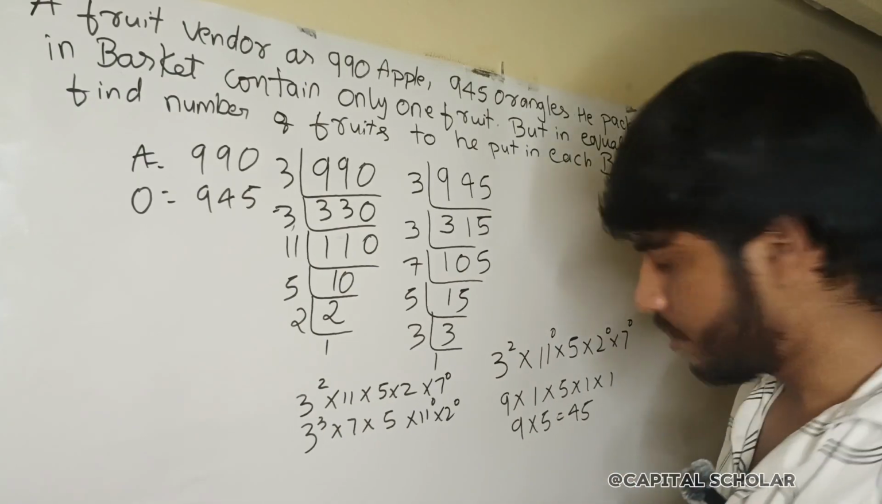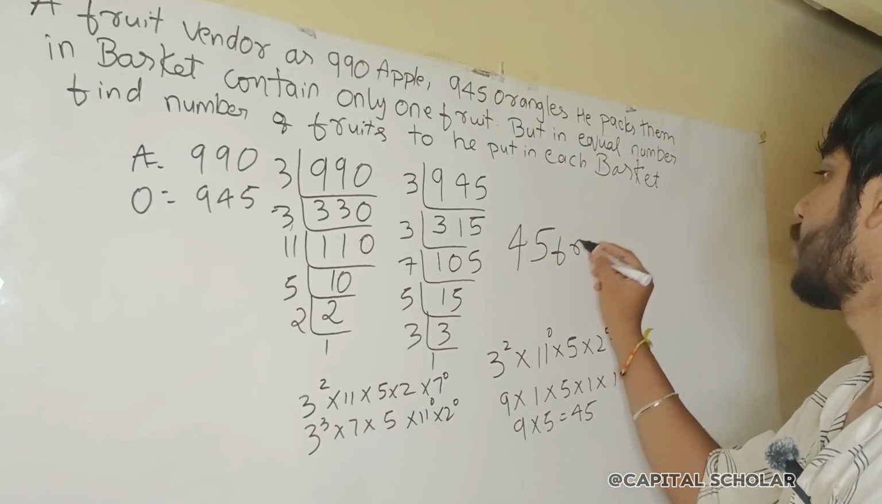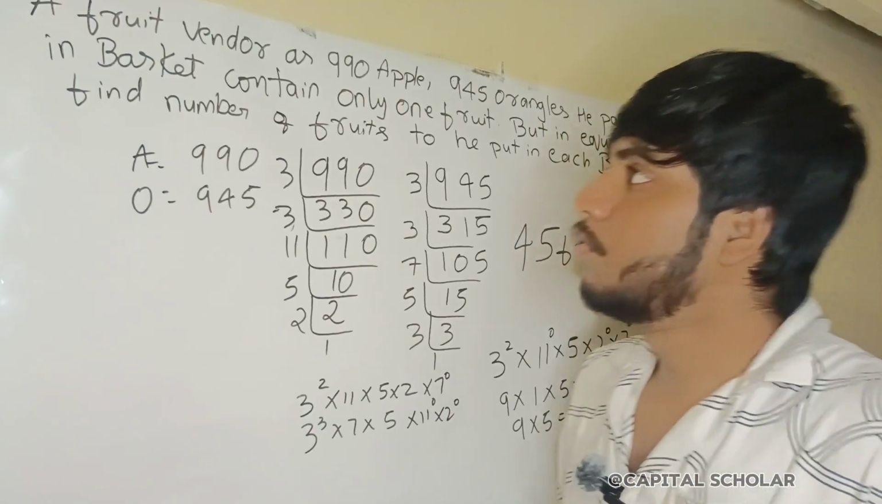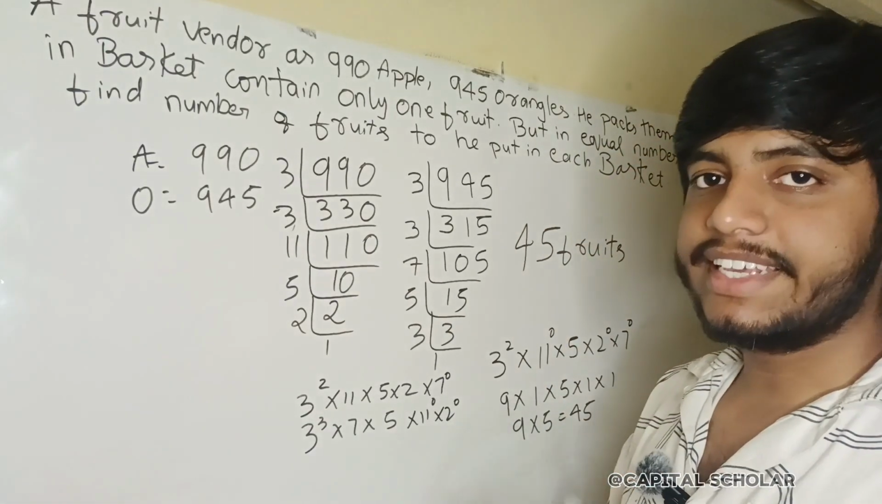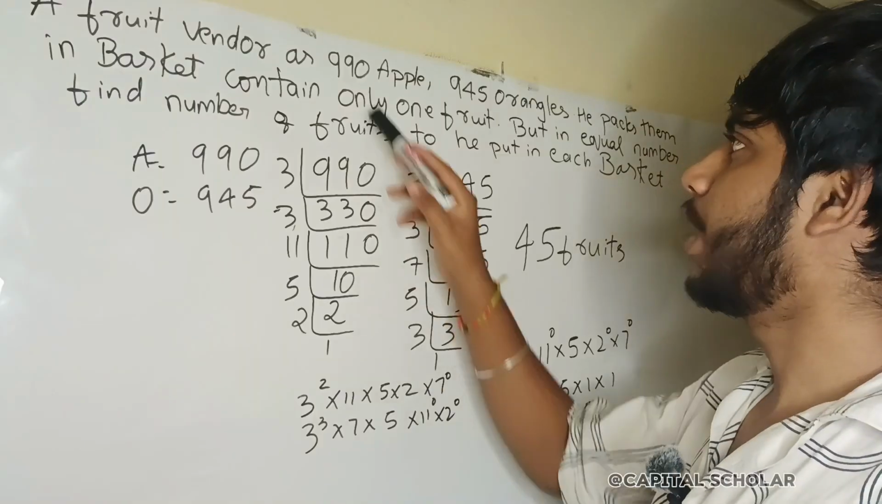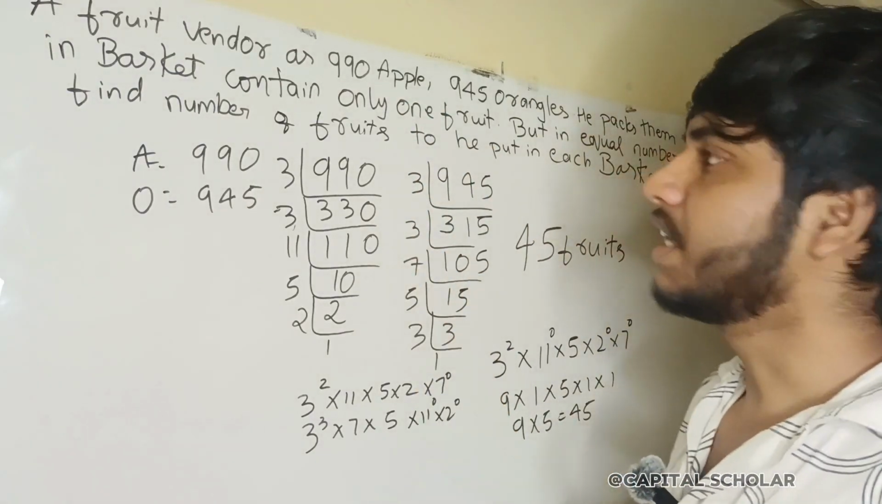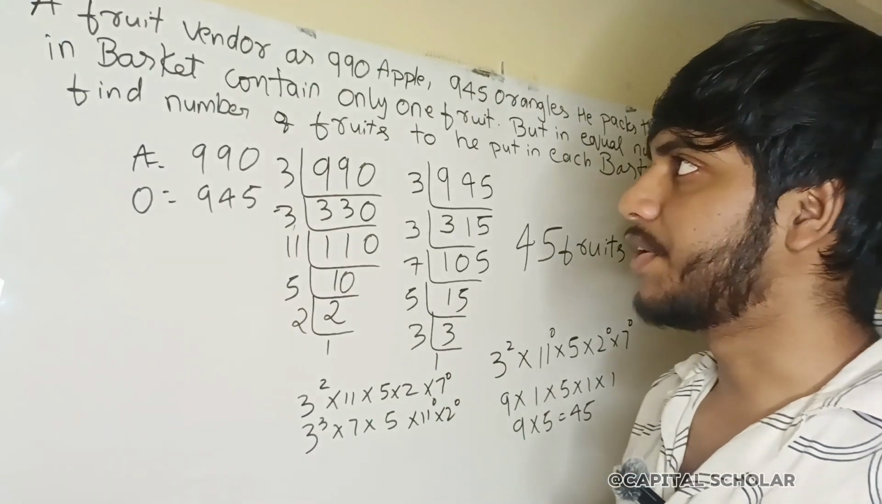So your answer will be 45 fruits. Answer will be 45 fruits. Like, a fruit vendor has to put 45 fruits in each basket, with an equal number. So this is your question. I hope you understand. If you didn't understand, rewind and watch this video.